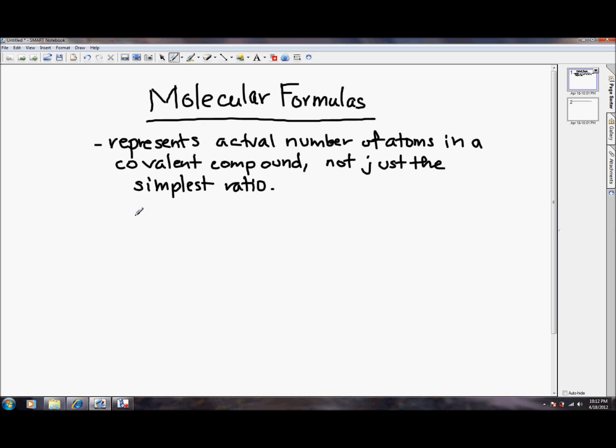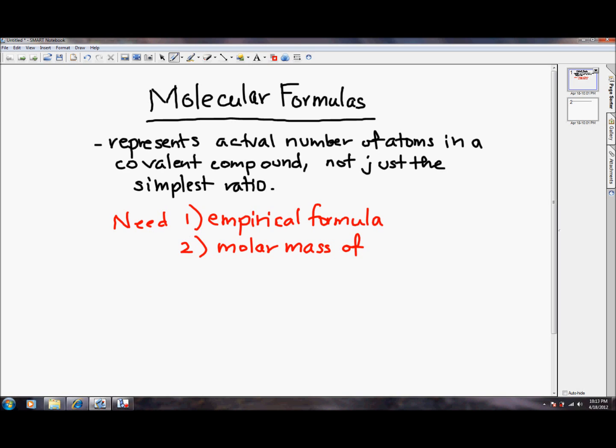So what do we need to find a molecular formula? You need two things. One, you need the empirical formula. You do need to know what the simplest ratio is. And secondly, we need the molar mass of the molecular formula. Now we can find molar mass of an unknown compound in several different ways that are not going to be delved into in the scope of this course.